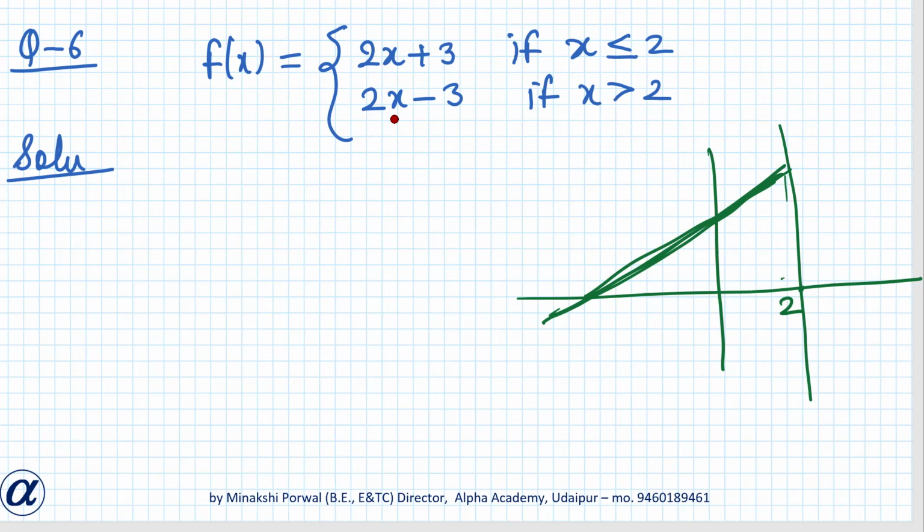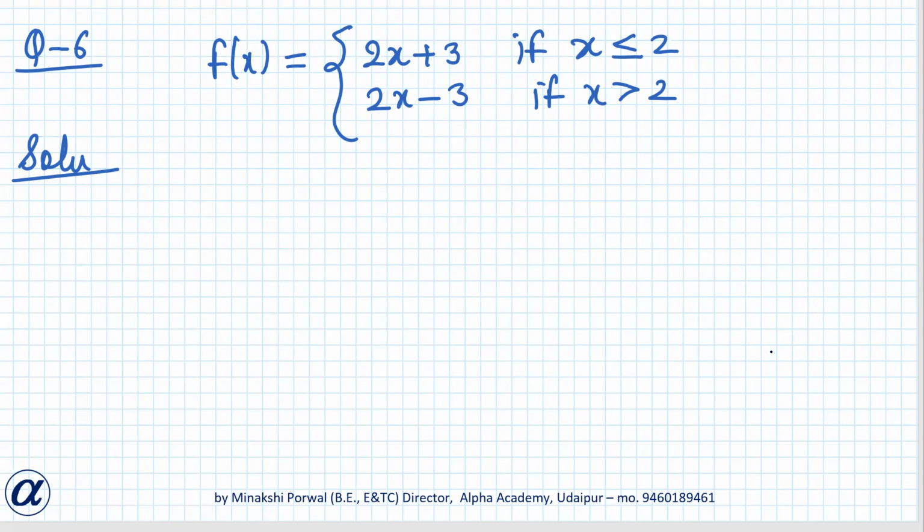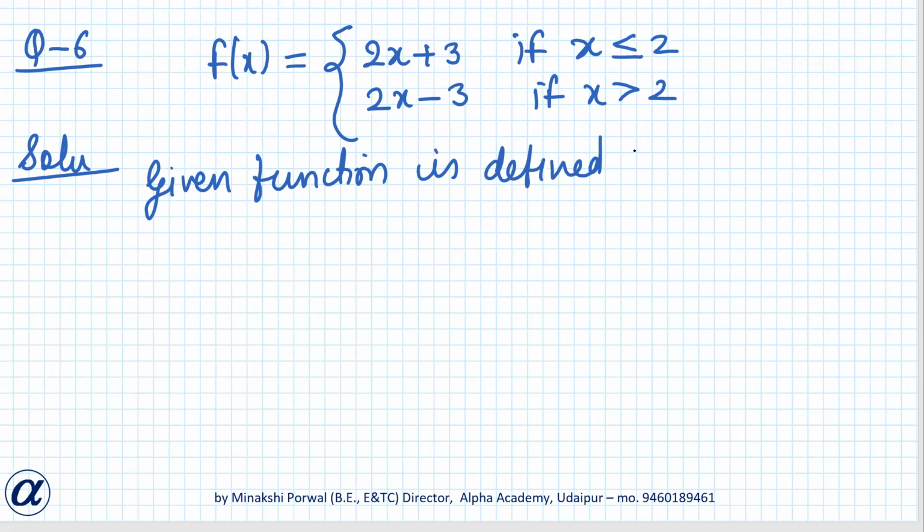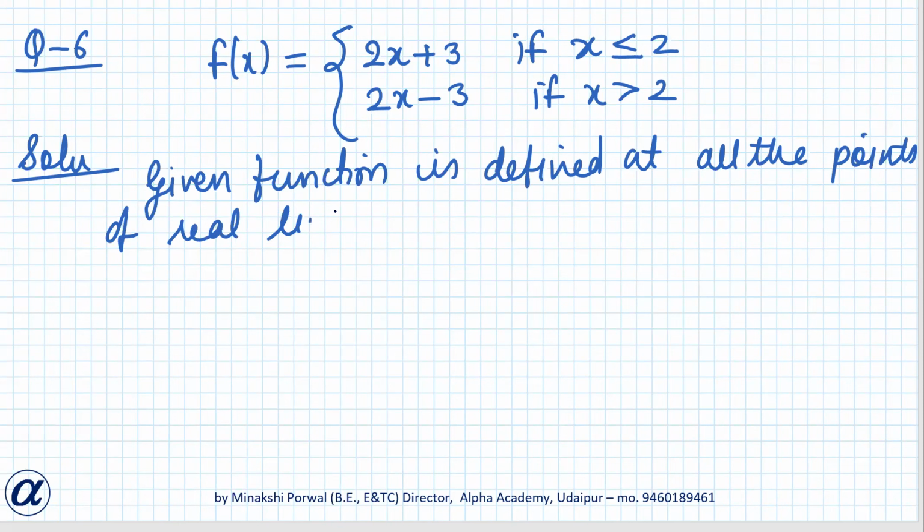For doing this type of question, first of all we'll write that the given function is defined at all the points of the real line. All the points means from minus infinity up to 2, its value is this, and after 2 up to plus infinity, its value is this. So it is defined at all the points on the real line. Let C be a point on the real line.